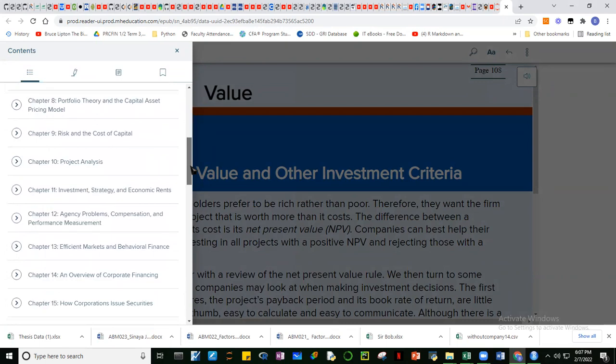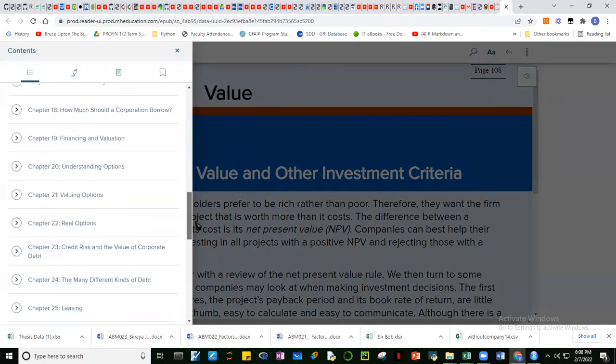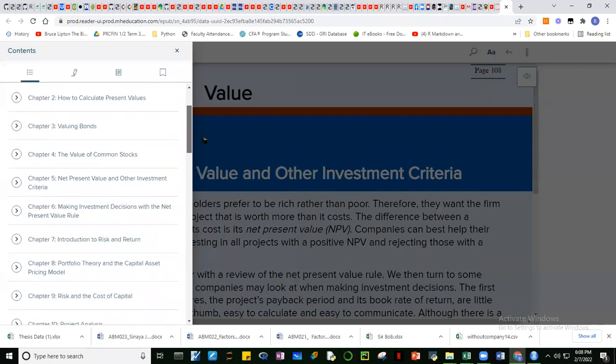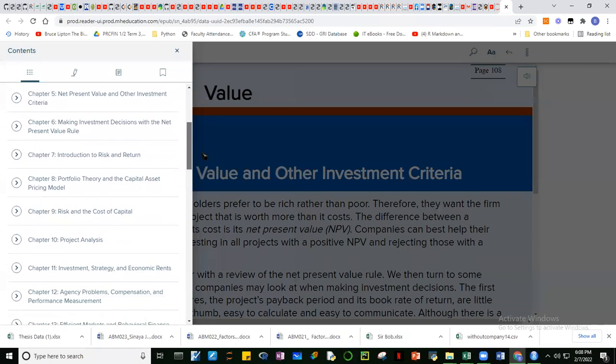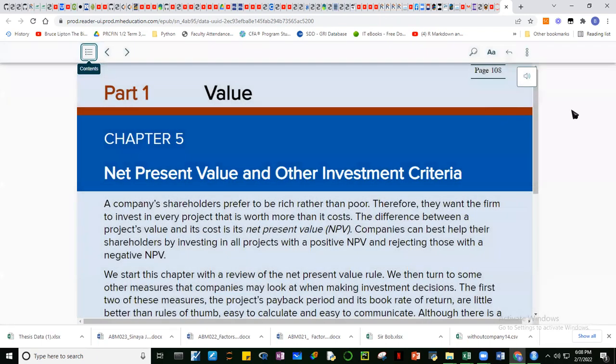And then for the cost of capital, I forgot the chapter, not chapter 9, okay? I think it's chapter 9. All right, so today we're going to discuss chapters 5 and 6. We'll go through this very quickly, okay?